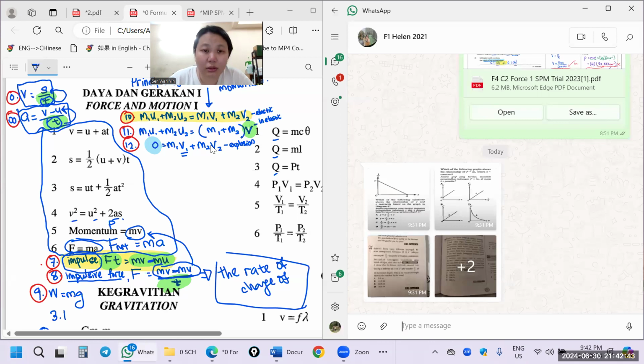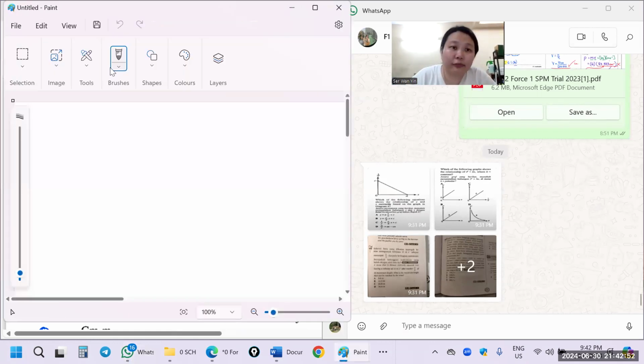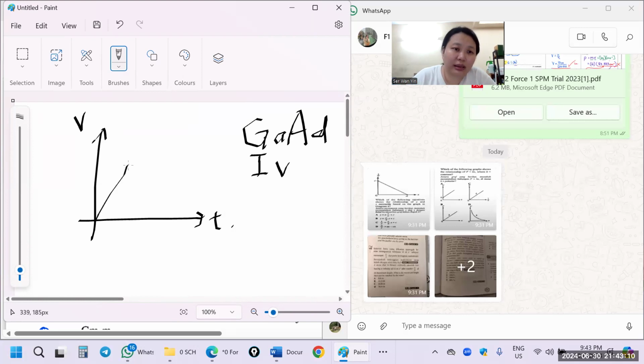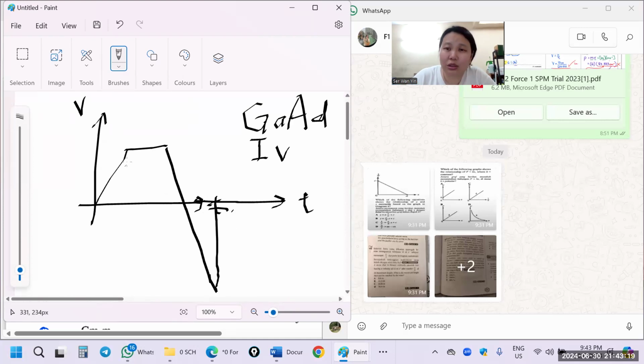Okay, so area on the graph, area on the graph. So remember, if this is a VT graph, remember GAAD. If they want to ask velocity, it's interpolation. Okay, so how? For example, they give you something like this. Be careful, area under graph, don't be cheated.